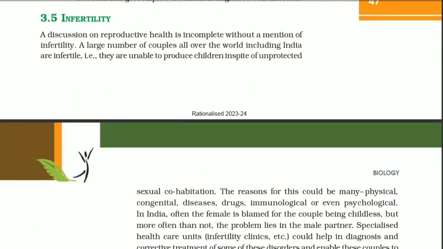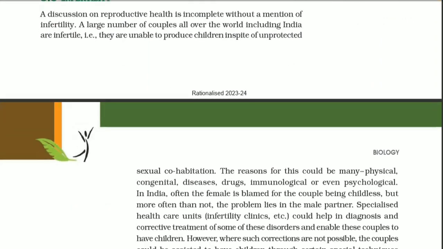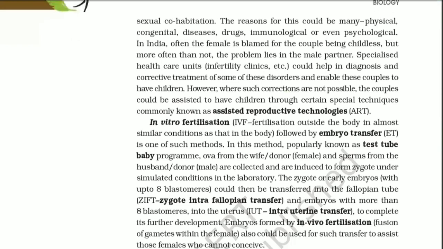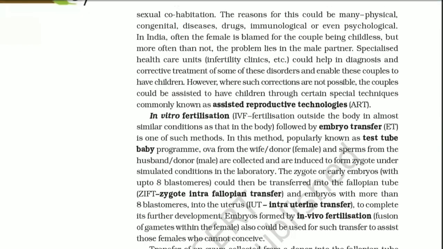3.5 Infertility. A discussion on reproductive health is incomplete without a mention of infertility. A large number of couples all over the world, including India, are infertile. That is, they are unable to produce children in spite of unprotected sexual cohabitation. The reasons for this could be many: physical, congenital diseases, drugs, immunological, or even psychological. In India, often the female is blamed for the couple being childless, but more often than not, the problem lies in the male partner. Specialized healthcare units, that is, infertility clinics, etc., could help in diagnosis and corrective treatment of some of these disorders and enable these couples to have children.